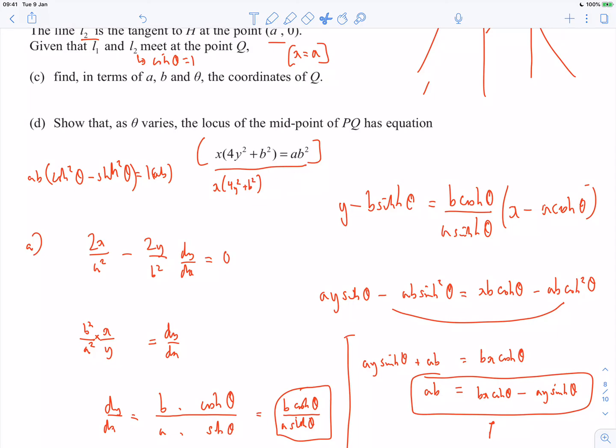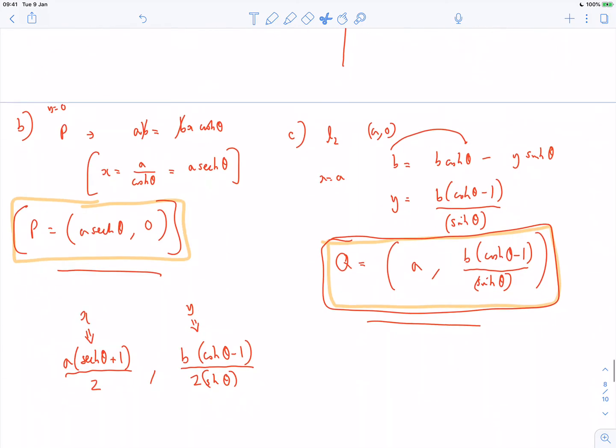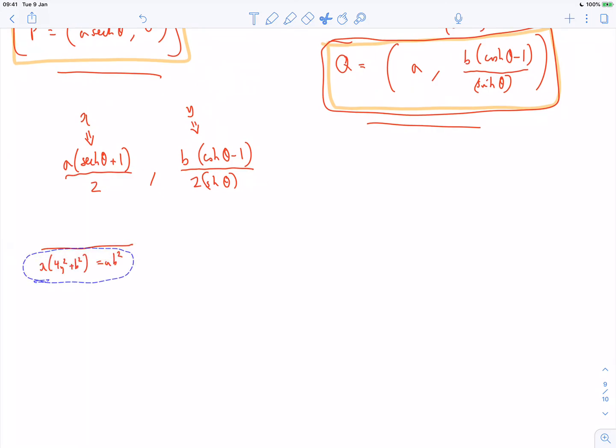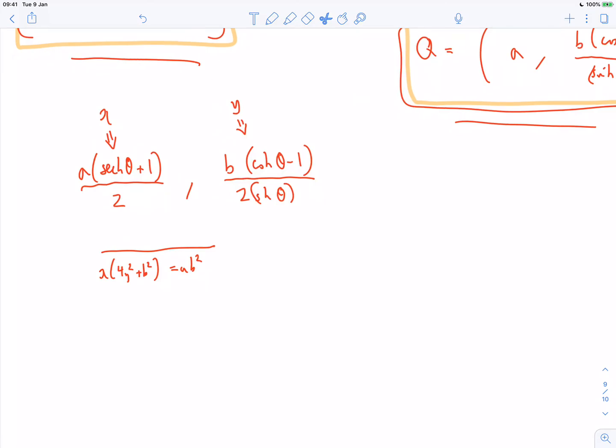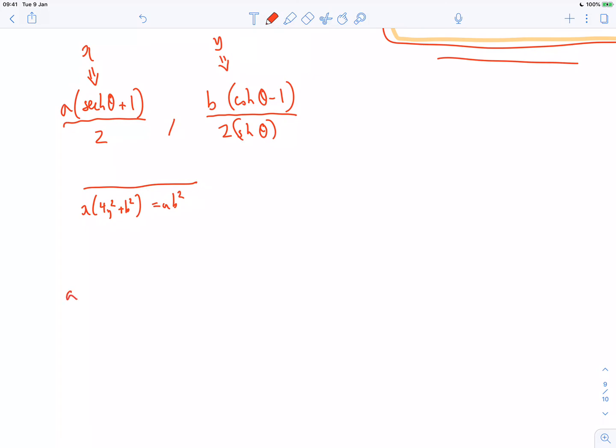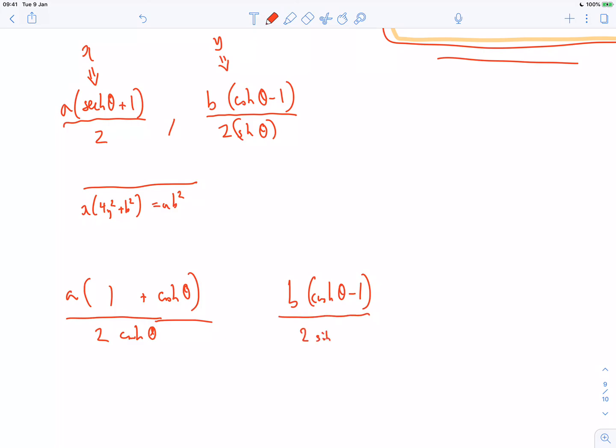Let's see. Okay, so I've got to show that these two things satisfy that. Oh boy, this is not nice. Well, first of all, let's get rid of this sec stuff. So this is a lots of 1 over cos theta plus 1, all over 2. And if I times top and bottom by cos, that becomes a 1, this becomes a cos, and this becomes a cos theta. And now we have b cos theta minus 1 over 2 sine of theta.